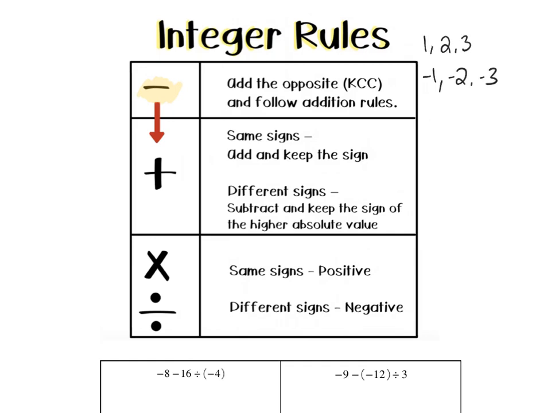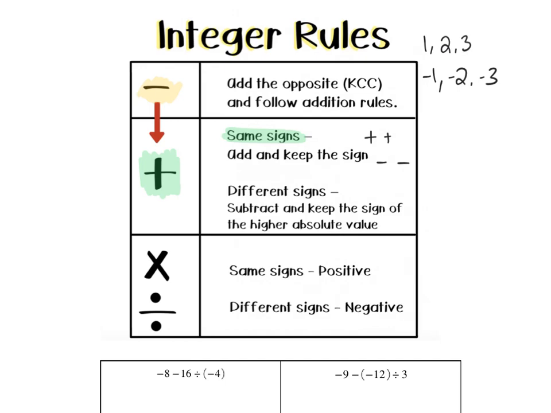So when we're working with integers and we're subtracting them, then we are going to add the opposite, like it says, and follow addition rules. So we're going to add the opposite and follow addition rules. But when we are working with integers and we are adding those integers, if they have the same sign, we add and keep the sign. So if they're both pluses, or if they're both negative signs, then you're going to add them and keep the sign, okay?